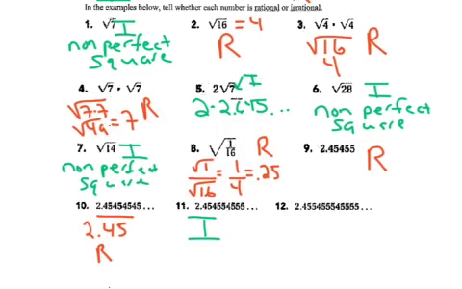Number 12, 2.45545554555 ... Well, this is non-terminating because it's going on forever. However, it is also non-repeating because it's not just repeating the specific pattern. So it is irrational as well.